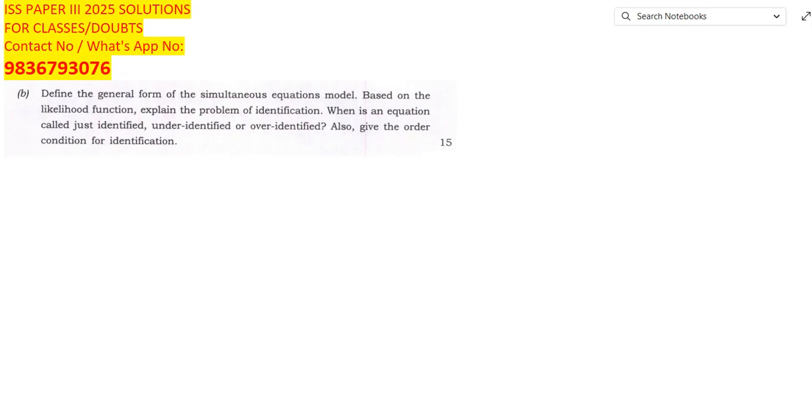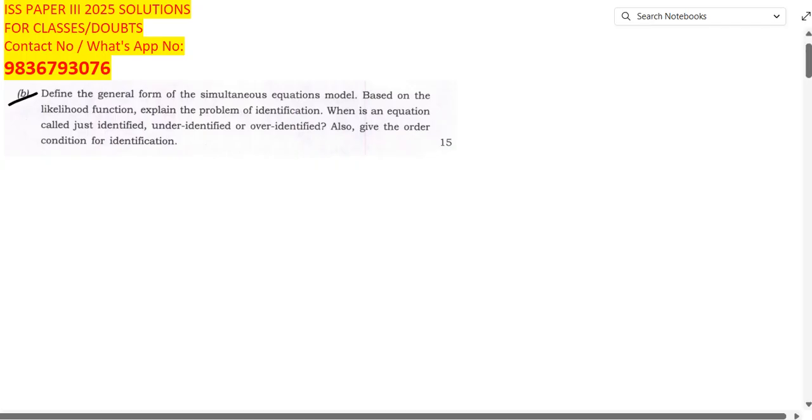Hello students, so today we are solving ISS paper 3 2025 solution. So here we are at question number B. We have to define the general form of the simultaneous equation model. What is that?